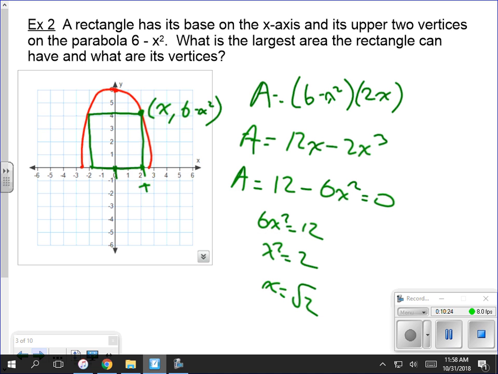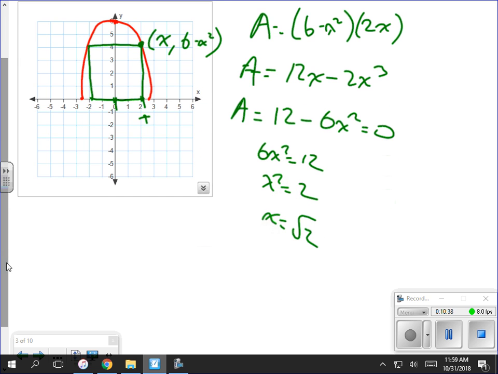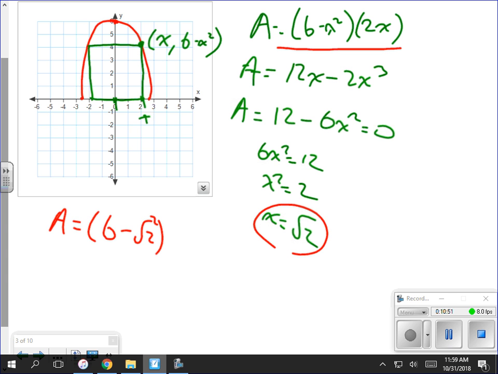And plug the square root of 2 into the equation and figure out what the area is, because that's what it asks me for. But that gives me my dimensions now. If I want to work it out, I take this, put it into here, because it's actually easier. Area equals 6 minus the square root of 2 squared times 2 root 2. Square root of 2 squared is 2. 6 minus 2 is 4. 4 times 2, 8 root 2.